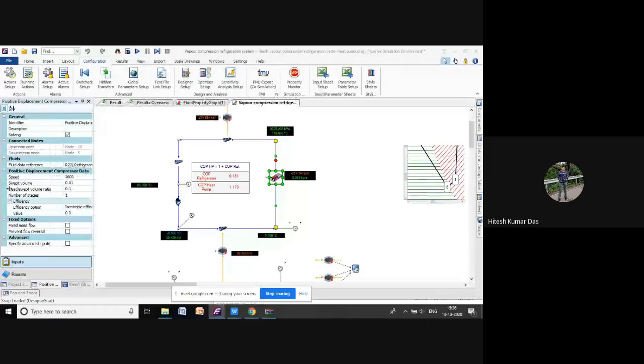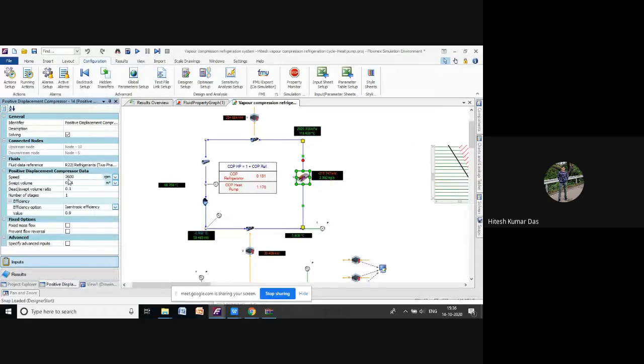For this compressor, we have added the speed of the compressor as 2600 rpm, swept volume as 0.01 cubic meter, and dead to swept volume as 0.1. Number of stages in the compressor we have assigned as 1. And for efficiency, you can see the efficiency option; isentropic efficiency we are selecting. You can select other efficiencies also. Isentropic efficiency we are mentioning as 0.9, meaning 90%. In this adiabatic process, there is no heat flow.